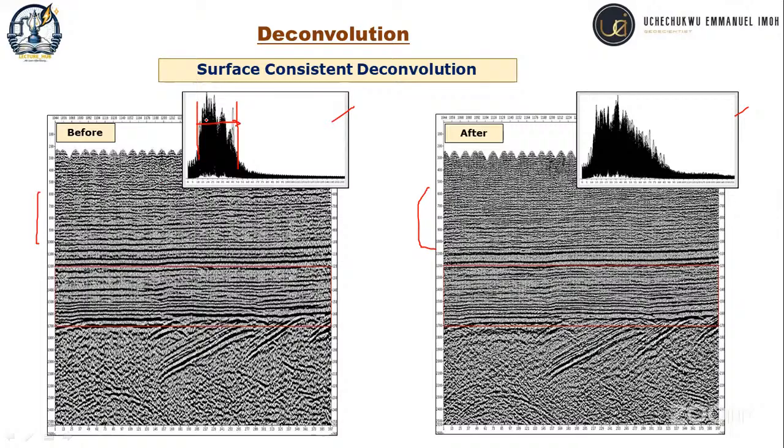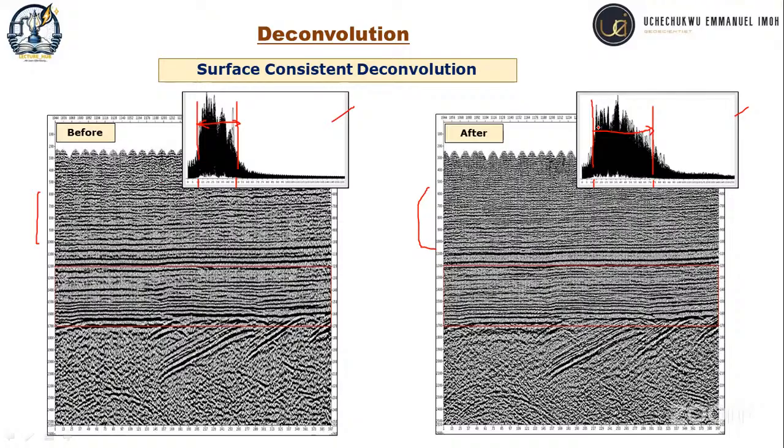So whatever the figure here is in terms of reading, maybe from 20 hertz to 50 hertz, that's your broadband before the deconvolution. But after the deconvolution, you look at it, you see your dominant frequency is between here and here now. So you can see the frequency spectrum is improved, maybe from 20 to maybe 75 hertz. You can see that effect after the deconvolution.